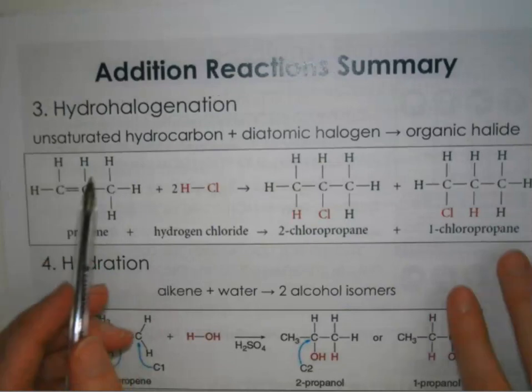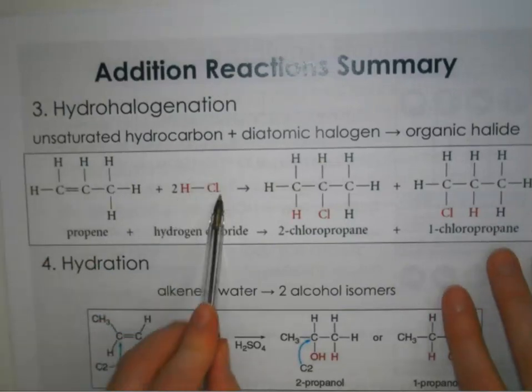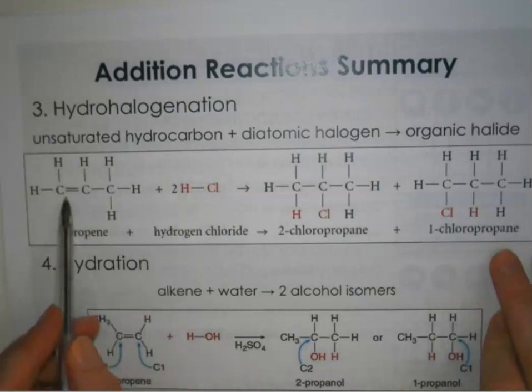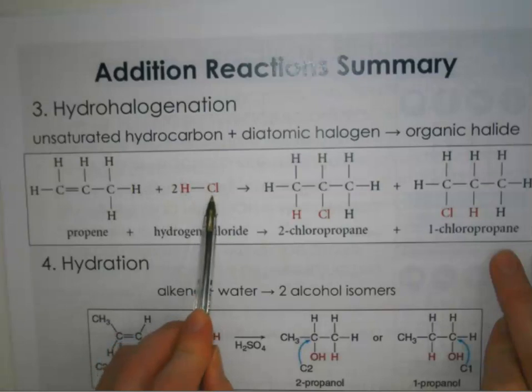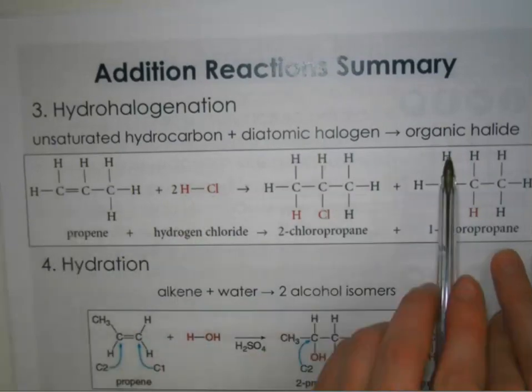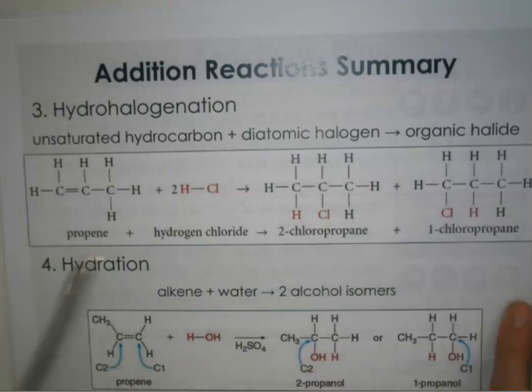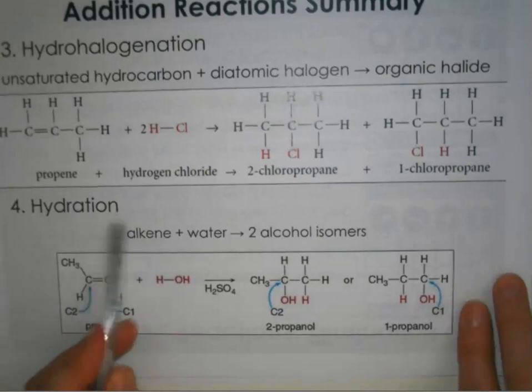Hydrohalogenation is just when you're adding on a compound that has hydrogen and a halogen in it. And so just remember, one end of the bond is going to be taken up by the hydrogen and the other end will have the halogen. So you're going to end up with alkanes that have halogens on them, so organic halides. Last one, we have hydration, which is where you add water.